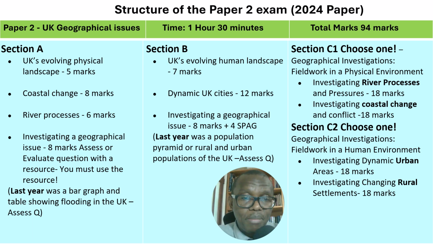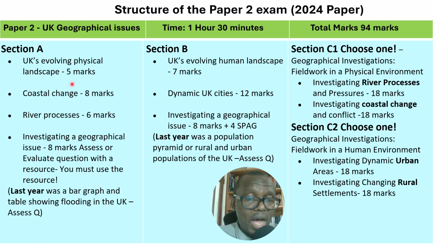But then moving on to the exam, I've based this information here on the 2024 paper. And obviously paper 2 is UK geographical issues, and it's 1.5 hours like paper 1 was. And the total mark allocation again is 94 marks, and 4 marks will be for SPAG, so spelling, punctuation and grammar. So section A, B and C, so 3 parts, and the first one is on the UK's evolving physical landscape. We've done a video on this if you want to go and have a look at that to remind yourself, if you are not aware that we've done one.